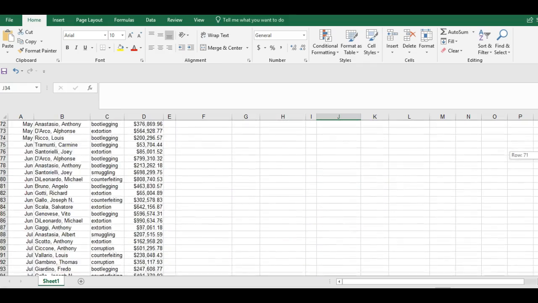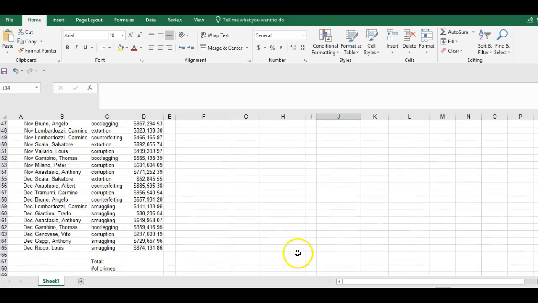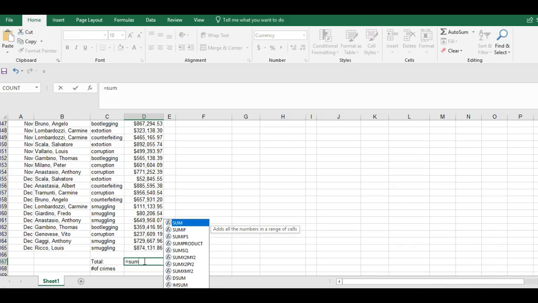So the first thing I want to do, according to our instructions, is I want to see the total amount of payout. So I'm going to do a sum function here. I'm going to say equals sum, parentheses. Now, you could highlight your cells all the way like from D165 to D3. I'm not going to do that. To me, that takes too long. I know that the cells I'm referencing are D3 to D165. So I'm going to say D3 to D165.